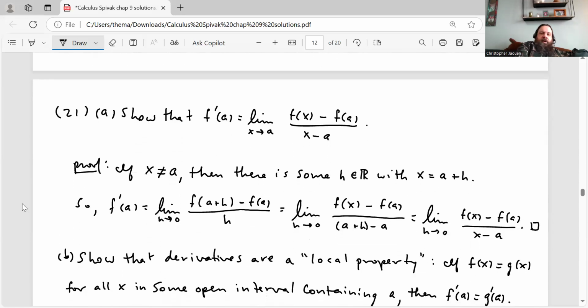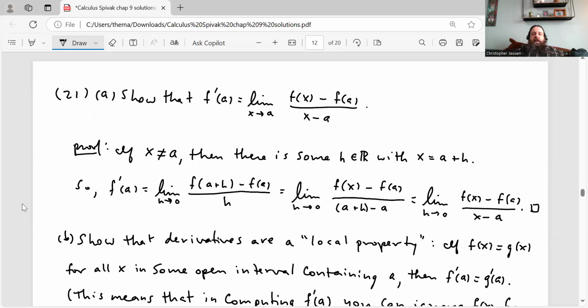All right, question number 21. Part A says, show that f prime of a is the limit as x goes to a of f of x minus f of a over x minus a. Here's the proof. If x is not a, then there's some h in R with x equal to a plus h. So f prime of a equals the limit as h goes to 0 of f of a plus h minus f of a over h, which is equal to the limit as h goes to 0 of f of x minus f of a over a plus h minus a, which is the limit as h goes to 0 of f of x minus f of a over x minus a, and that's it.